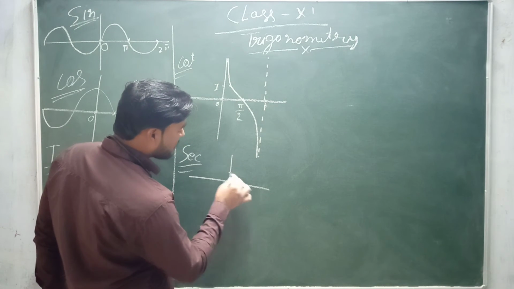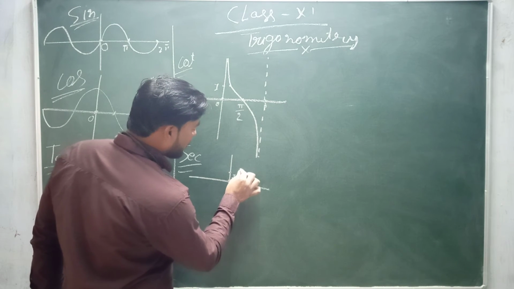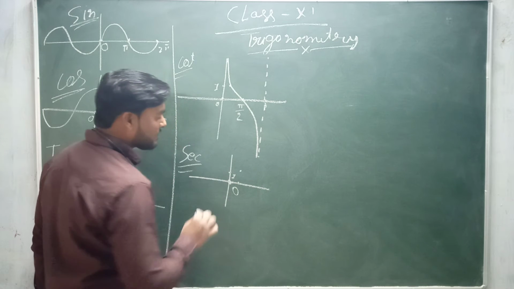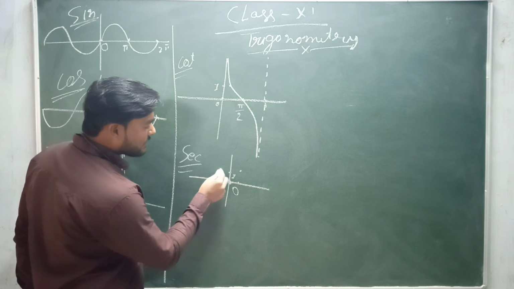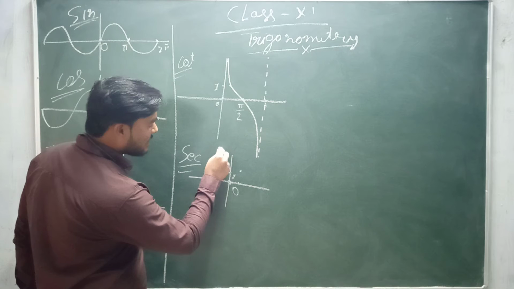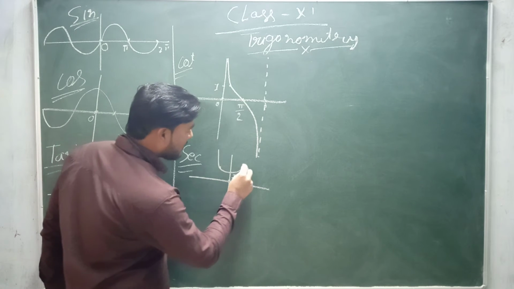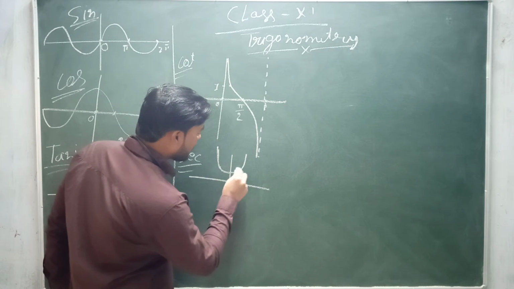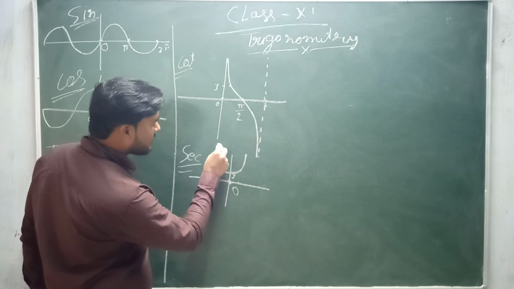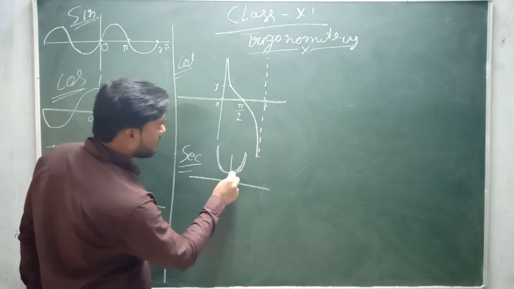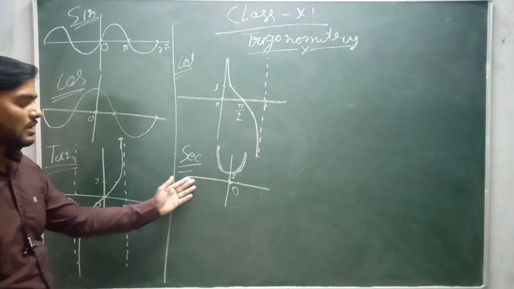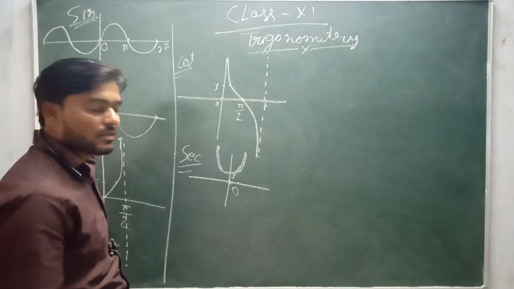Sec 45 is 1.414 here, like this. And for the negative side it will be like this. The sec graph looks like this.